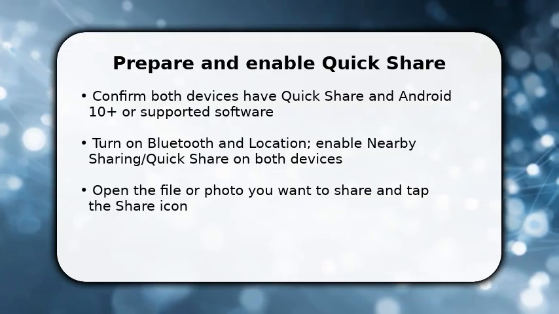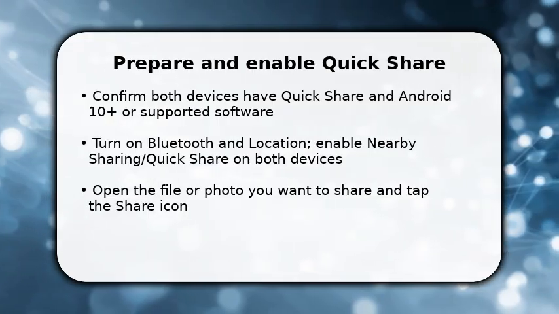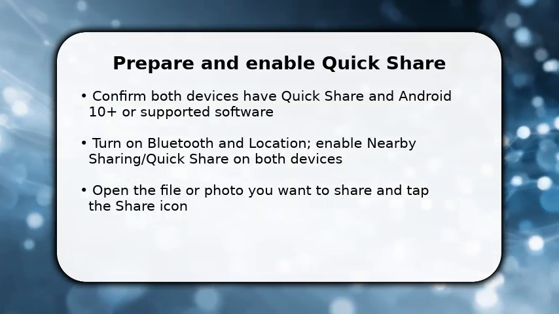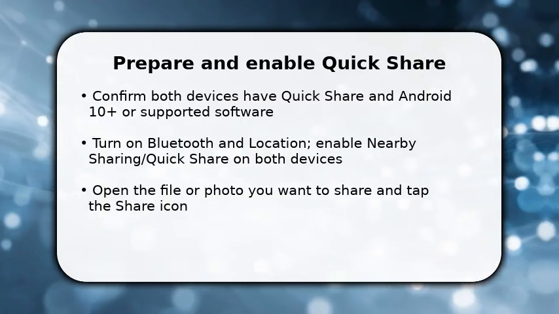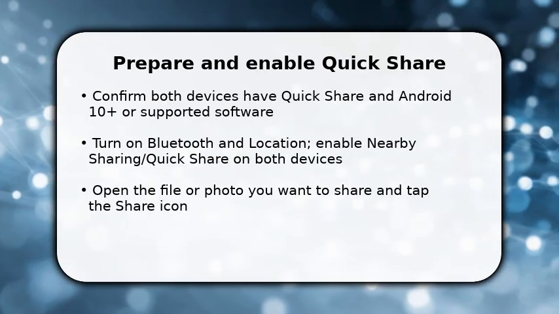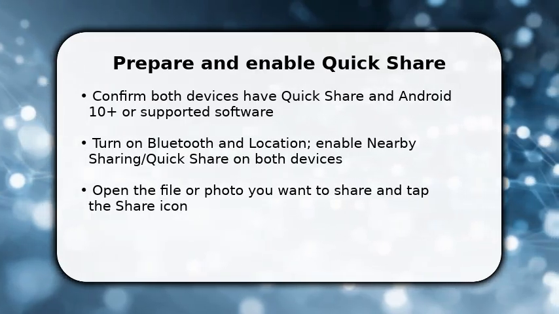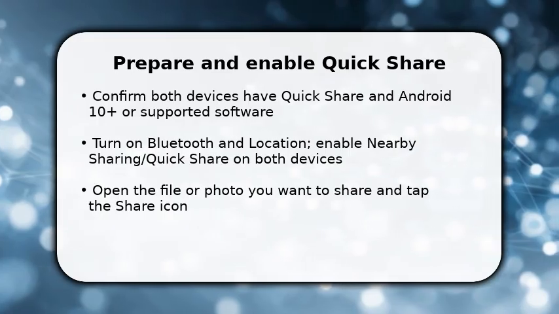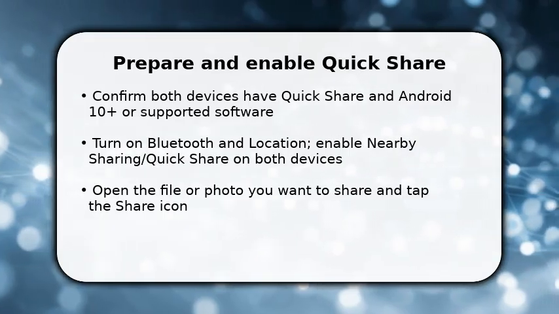You start by turning on Bluetooth and location and enabling Quick Share or Nearby Sharing on both devices. Once done, open the file, photo, or folder you want to send and tap the share icon. You will see Quick Share in the share sheet. Select it. Make sure the receiving device is unlocked and visible.